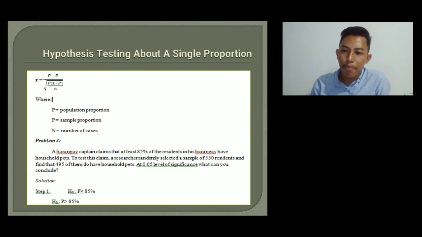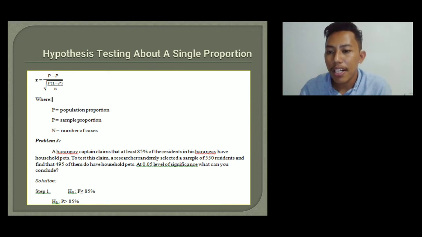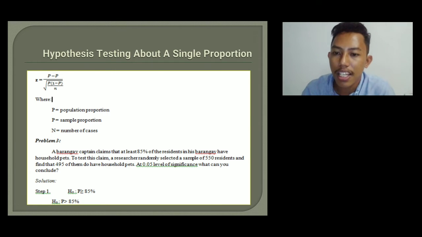So problem number 3. A barangay captain claims that at least 85% of the residents in his barangay have household pets. To test this claim, a researcher randomly selected a sample of 550 residents and found that 495 of them do have household pets. At 0.05 level of significance, what can you conclude?